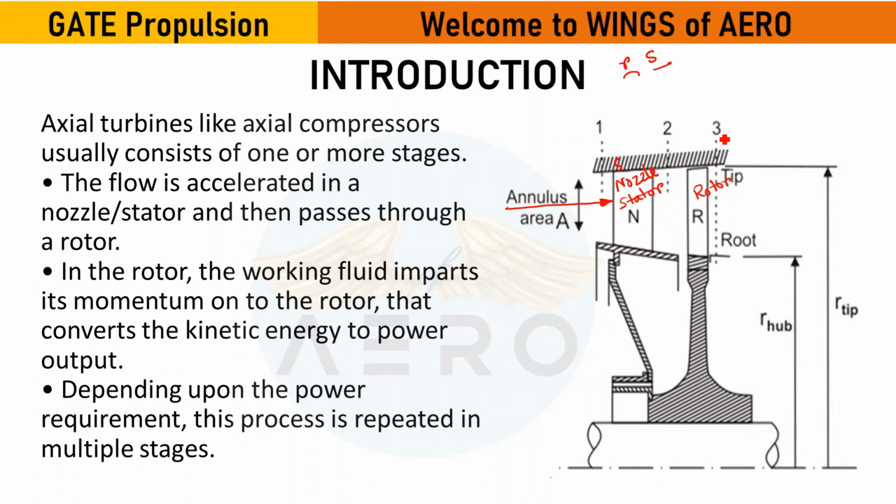Again I am comparing this axial turbine with the axial compressor. When you studied the axial compressor, first there was an inlet guide vane, followed by the rotor, then the stator. But here it is different. When the flow enters, first you have the stator, then you have the rotor. This is a difference between the compressor and the turbine. First we have the stator, or nozzle, then we have the rotor.